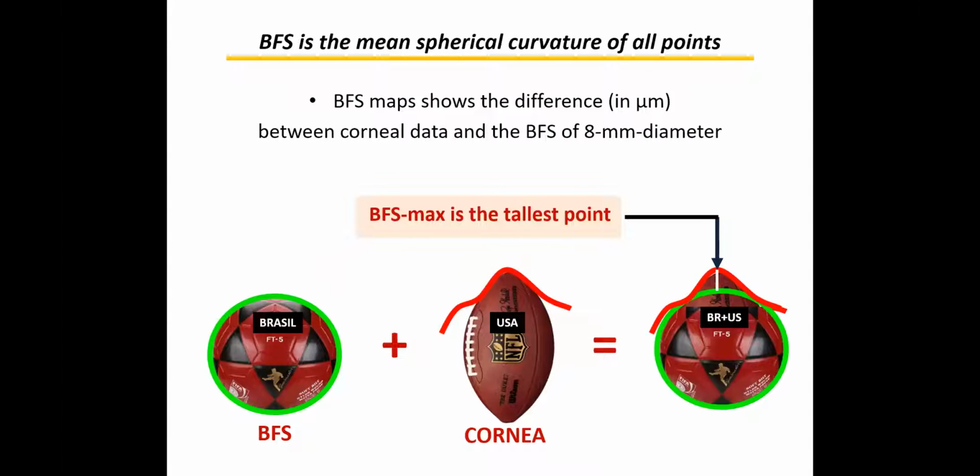And the most important index is the best fit sphere, okay? The best fit sphere is the ideal surface, the ideal curvature in 8 millimeters. It's the average of curvature in 8 millimeters. We compare every point in the cornea against this average curvature. And the most important index we discover is the maximum best fit sphere, which is the tallest point in the cornea.